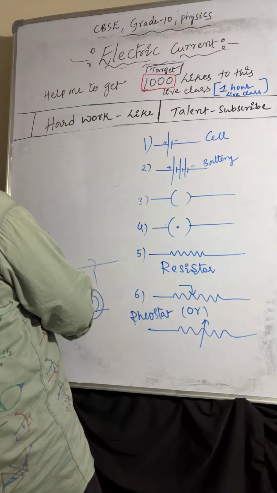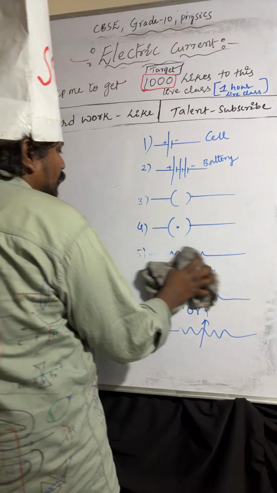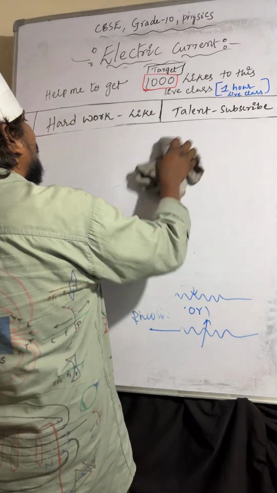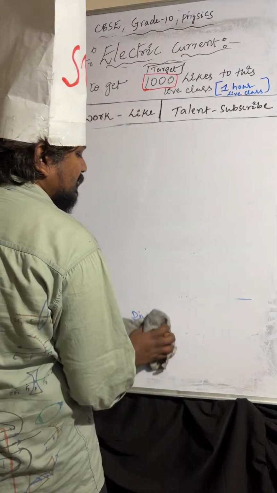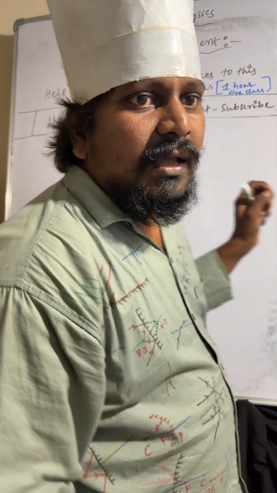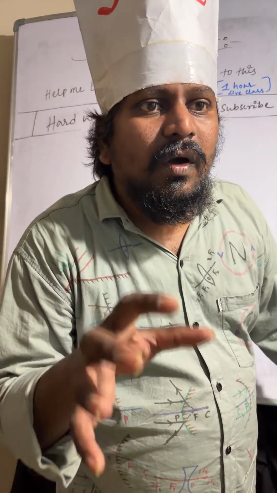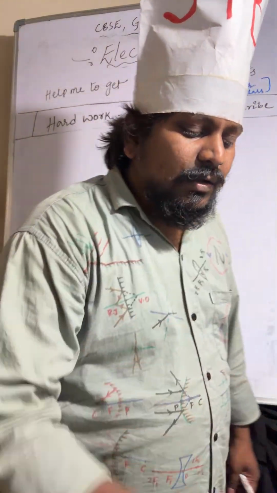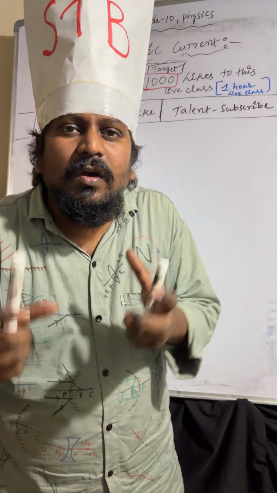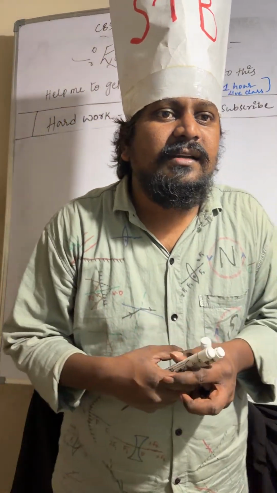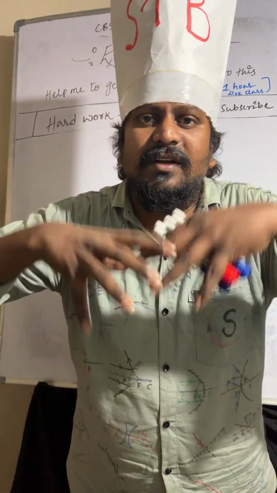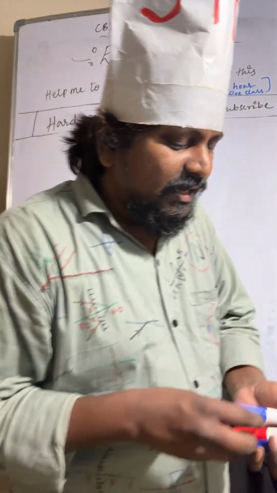Next one is electrical circuit. Understood? So let's start electrical circuit. A continuous and closed path of an electric current is known as an electric circuit.